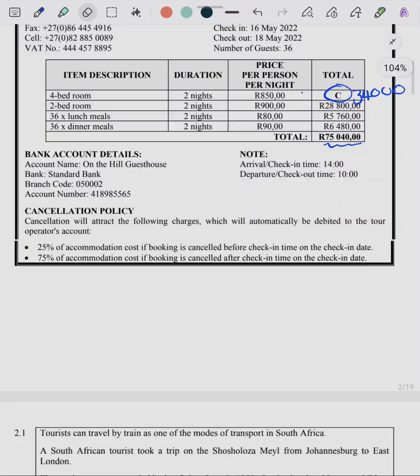So the question here is, if we have a 4-bedroom room and it's 850 per person per night, we can say 34,000 divided by that 850, and then we're also going to need to divide by 2 because it tells us that it was for 2 nights. So to find out how many people, we need to also find the cost for 1 night. And if you do that, we get to 20 people.